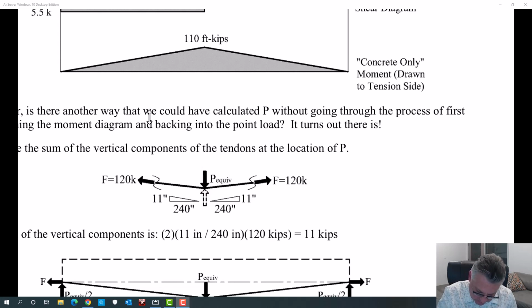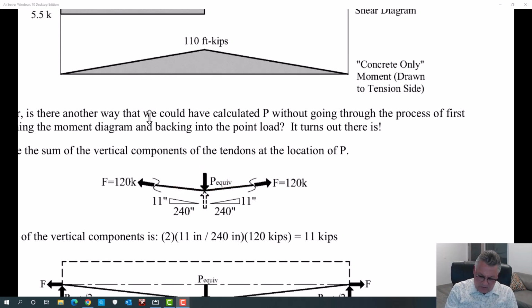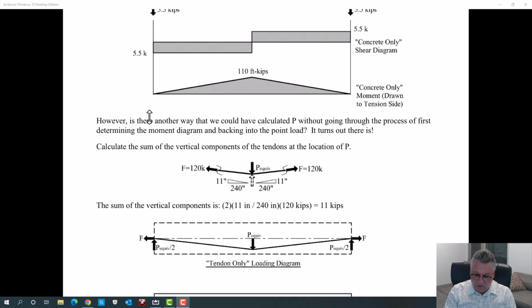So I can actually calculate that equivalent point load by just looking at the force in the tendons and the angle of the tendon. So this angle and this angle. Both of these are going up 11 inches. And in this particular case, they're doing it over the same length. So the vertical component of this 120 kip tension load in the tendons is 2 times 11 over 240. We'll use small angle theory. So 2 times 11 inches divided by 240 gives me that same 11 kips.